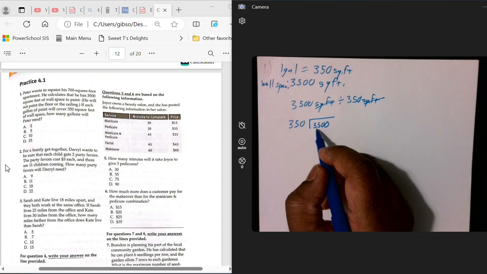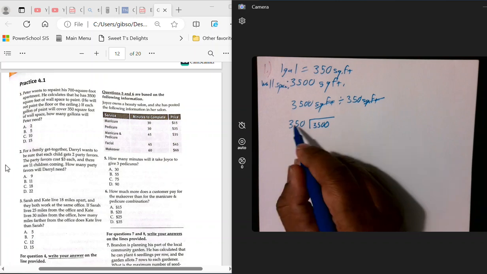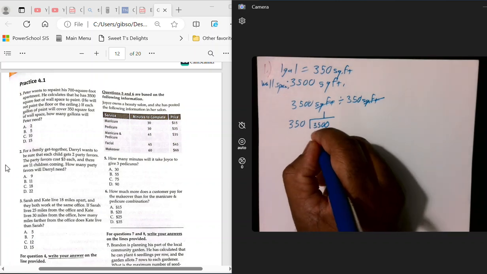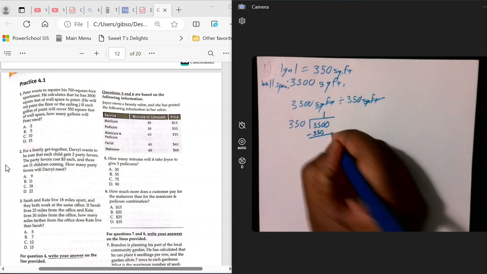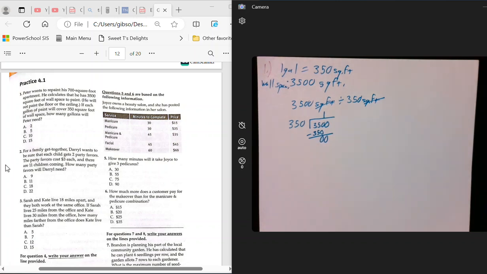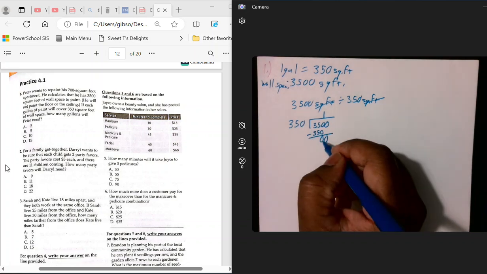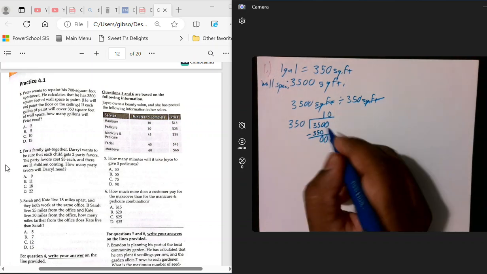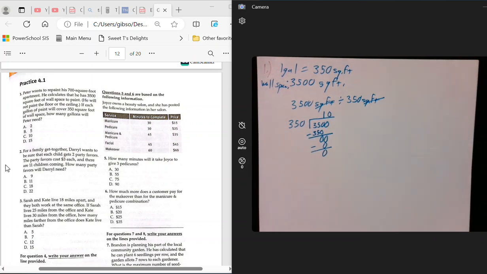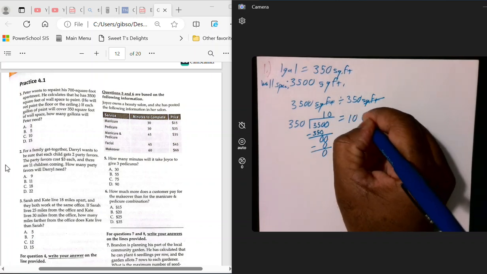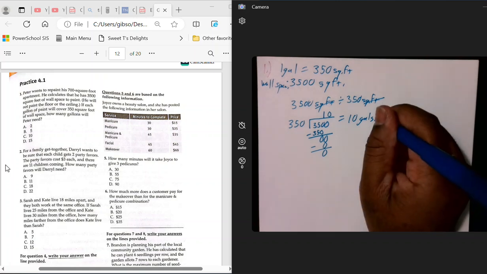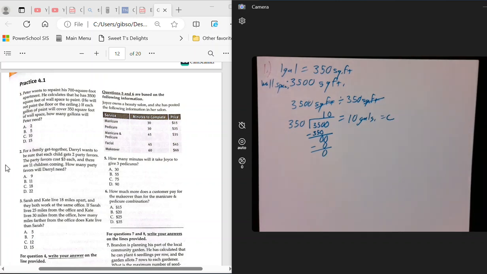So we'll take 350 and a 3. We know it cannot go into 3 or 35, but 350 can go into 3,500... into 350 one time. So 1 times 350 is 350. 350 minus 350 is 0. Bring down this other 0. 350 goes into 0 zero times. 0 times 350 is 0, and 0 minus 0 is 0. So your answer here would be 10 gallons. And here we have C. That would be C. That's our answer.